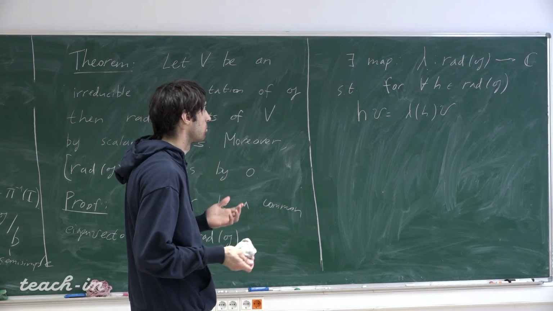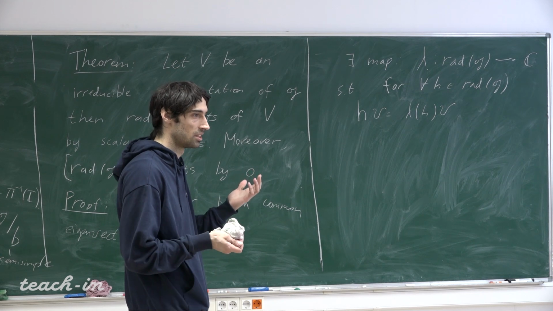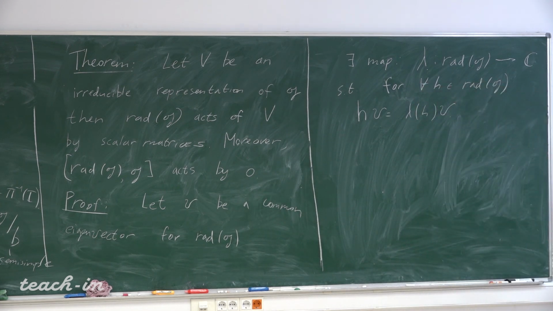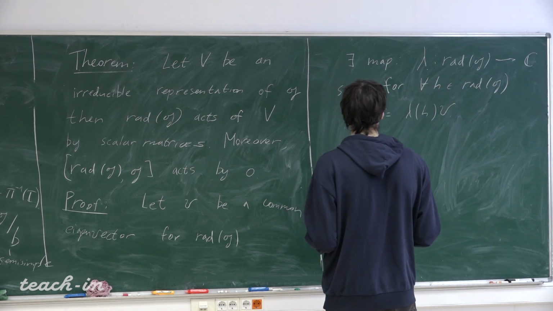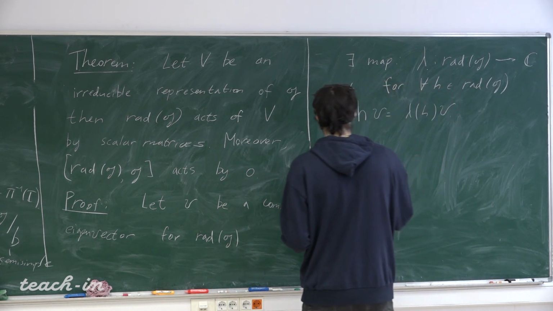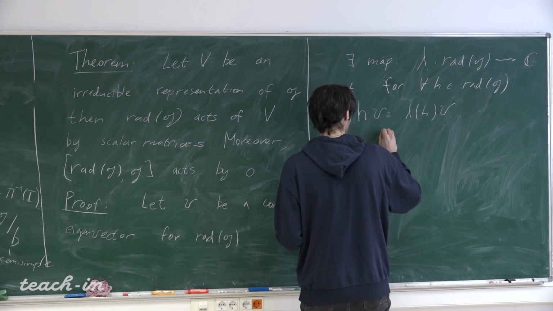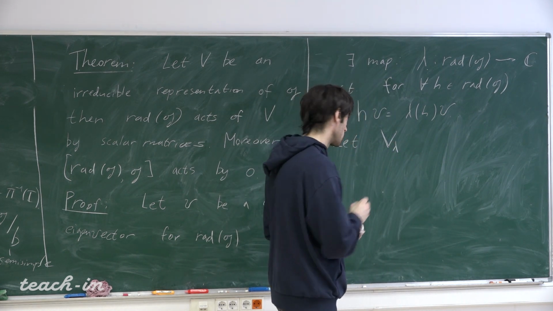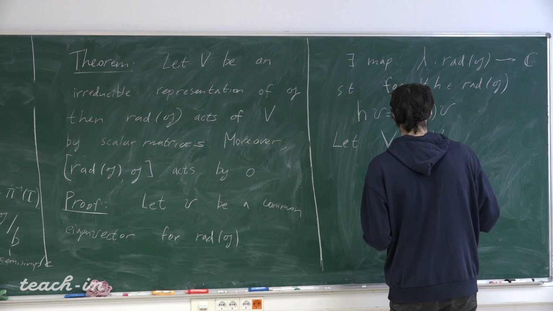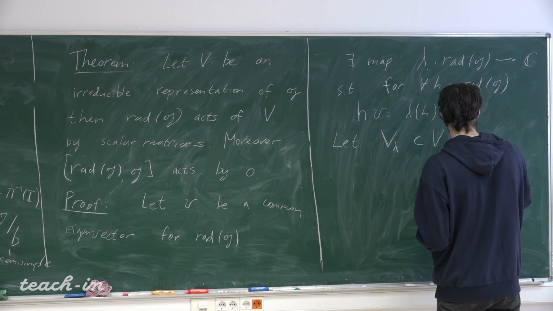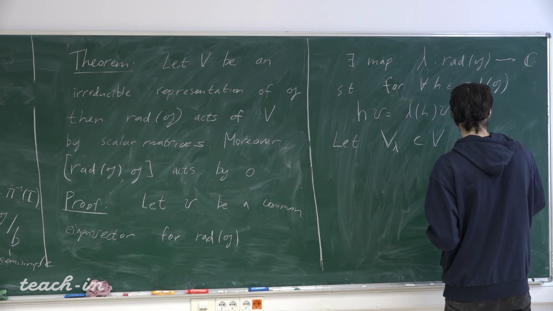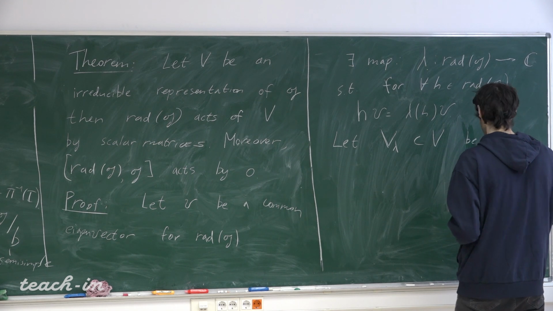Just because of the property of eigenvalues, right? Right. So you have this. Next, let me take V lambda inside my V, a subspace defined as follows.